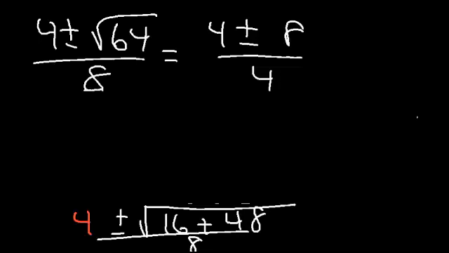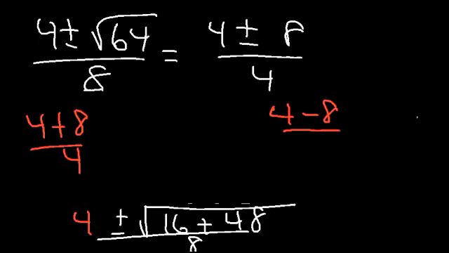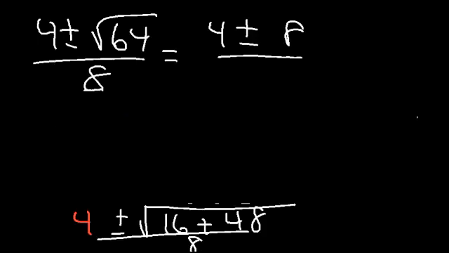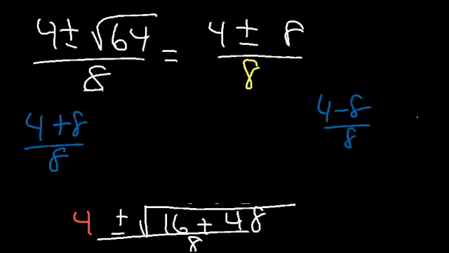So now we have two answers. We're going to have 4 plus 8 divided by 4, and 4 minus 8 divided by 4. 4 plus 8 is 12, and 12 over 4 is equal to, well actually, I don't know why my 4 became an 8, so let's fix that. This should have been an 8. Okay, so we're going to have two equations, 4 plus 8 divided by 8, and 4 minus 8 divided by 8. So 4 plus 8 is 12, and 4 minus 8, that's a negative 4.